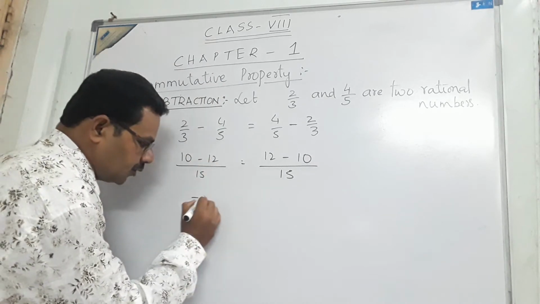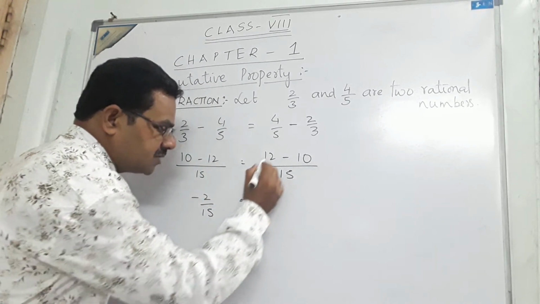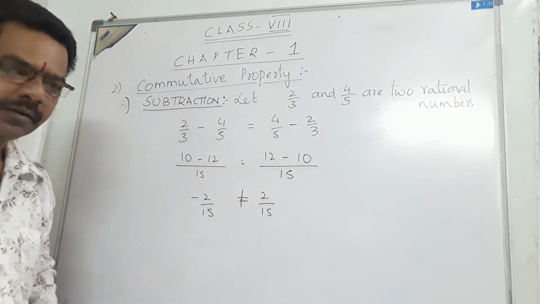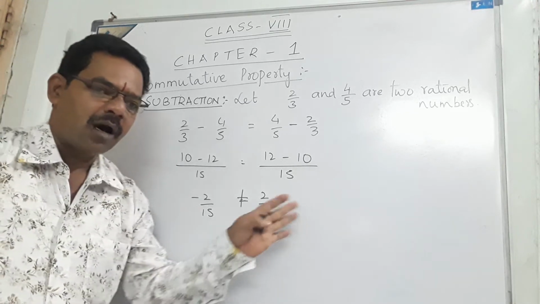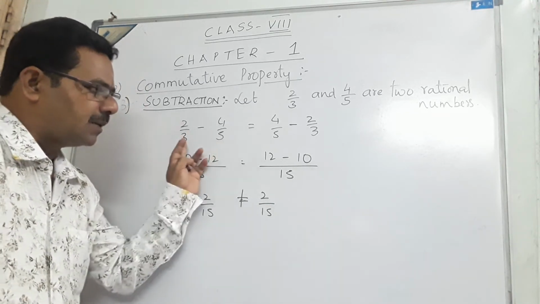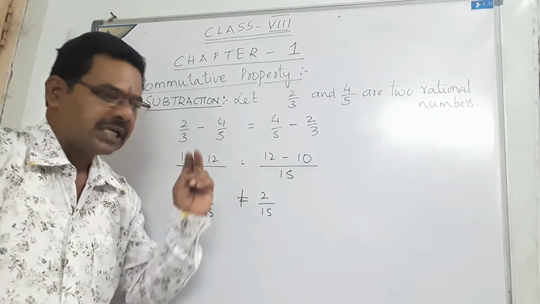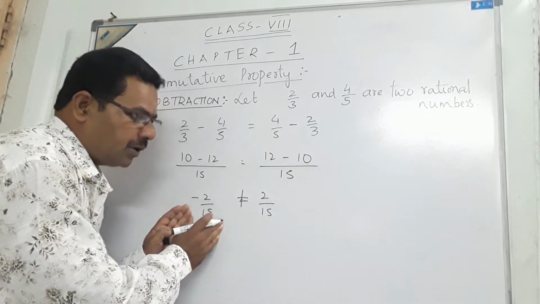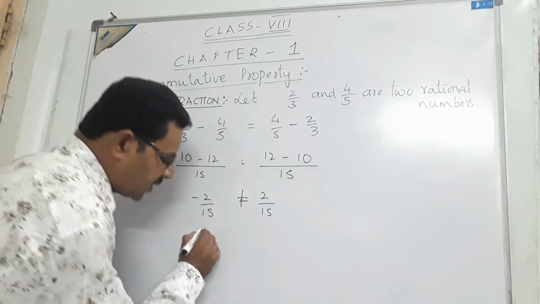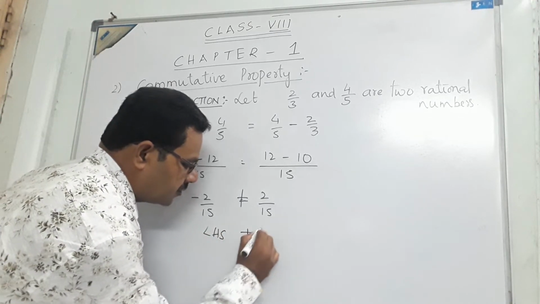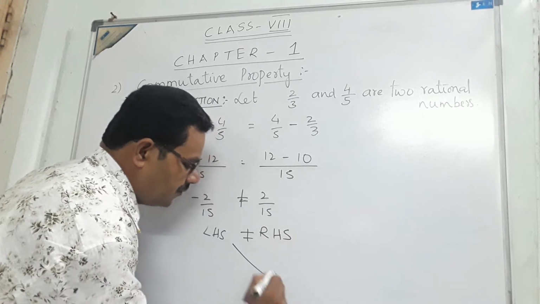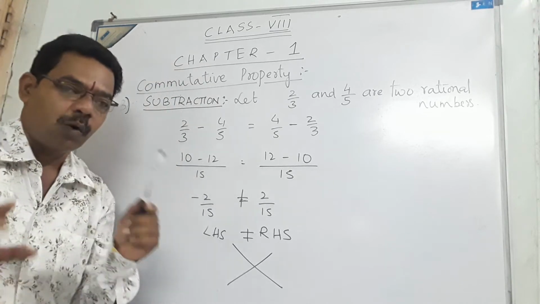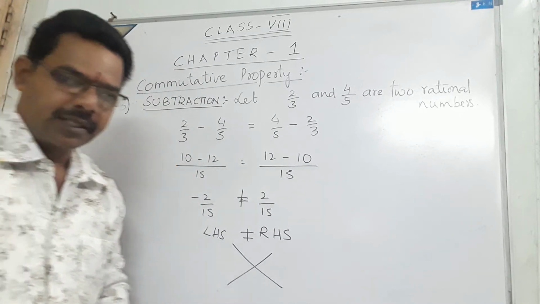10 minus 12 is equal to minus 2 by 15, whereas 12 minus 10 is equal to 2 by 15. So these both are not equal. That means this condition is not satisfied. That means the subtraction of any two rational numbers is not commutative. Why? Because one is a negative number and the other is a positive number. So LHS is not equal to RHS. So this does not follow. Which one? The commutative property does not hold in rational numbers under subtraction. Okay.